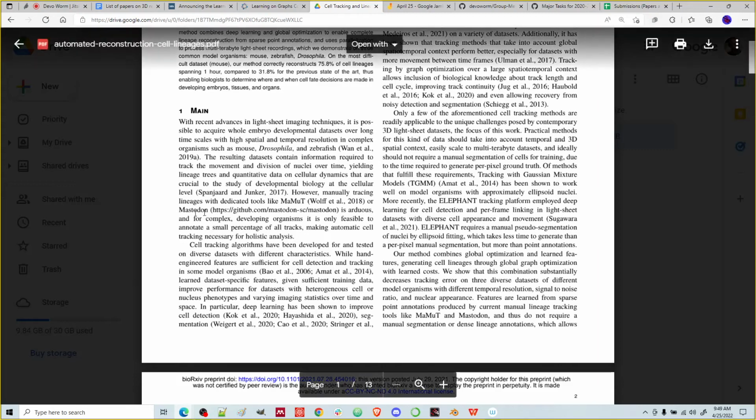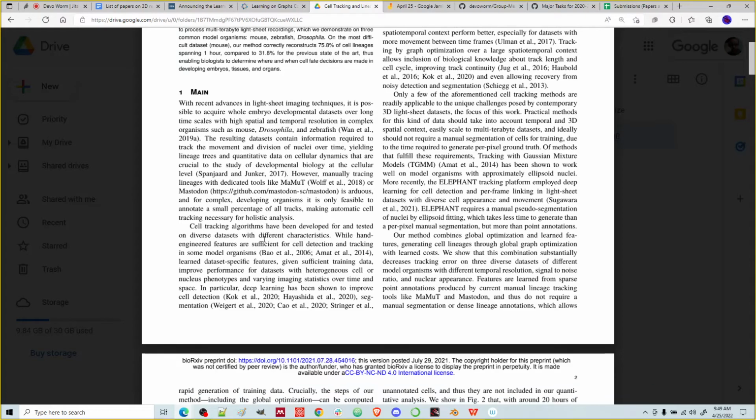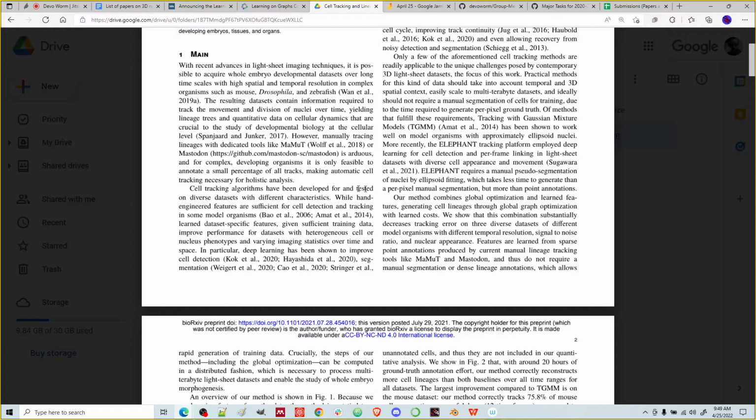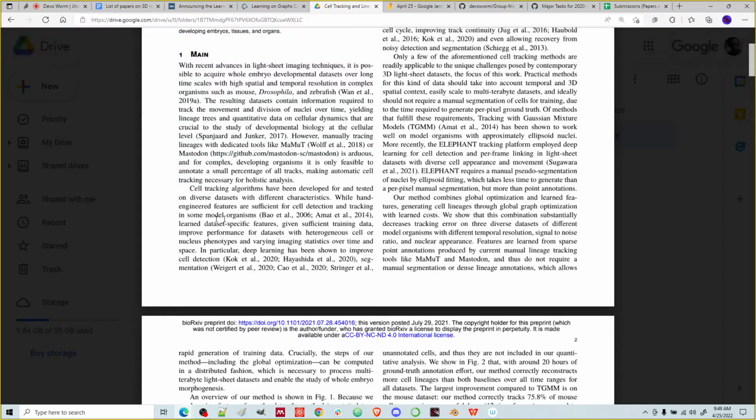Mamut and Mastodon are the 2 competing methods. These methods are arduous, and for complex developing organisms, it is only feasible to annotate a small percentage of all tracks. So they have these different tracks that they're analyzing that are created in the program, and then they analyze it, making automatic cell tracking necessary for holistic analysis. So they've developed a number of cell tracking algorithms, while hand-engineered features are sufficient for cell detection and tracking.